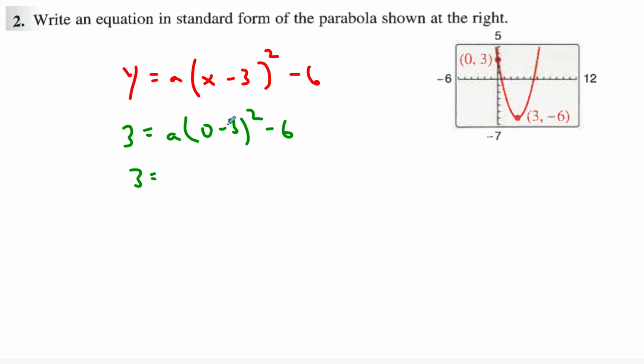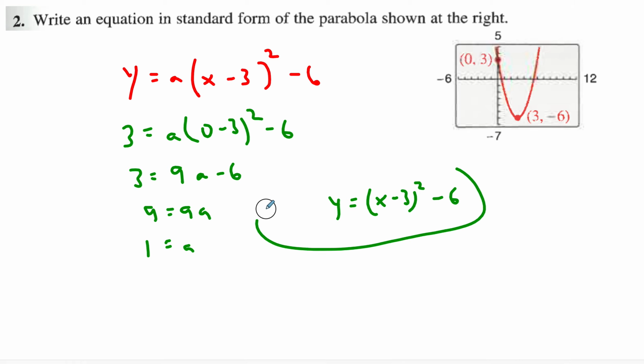Simplify. -3 squared is 9a. Add 6. Divide by 9. And after all that work, you get 1, which means that the final equation would be just x minus 3 squared minus 6. That's it.